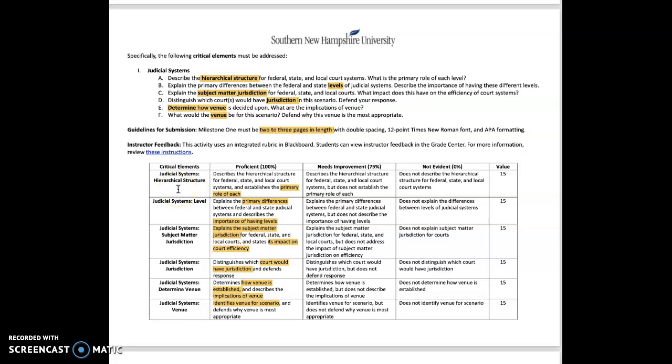So this is what I'm looking for here. We're going to identify the hierarchical structure for the court. For example, for the federal courts, the hierarchical structure would be at the top, the United States Supreme Court, followed by the United States Circuit Courts of Appeals, followed by the United States District Courts, okay? Now, if you had to tell me the primary role of each, you could say, well, the primary role of the U.S. District Court is that they act as the trial courts for the federal judiciary, okay?